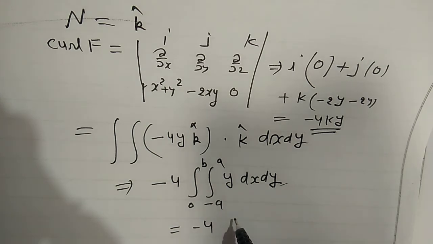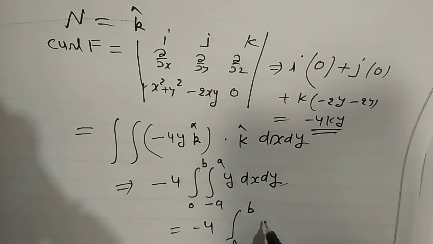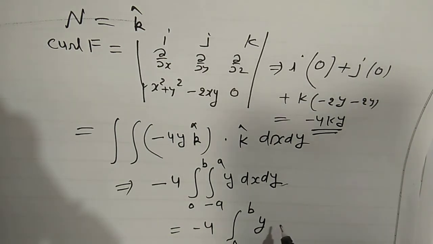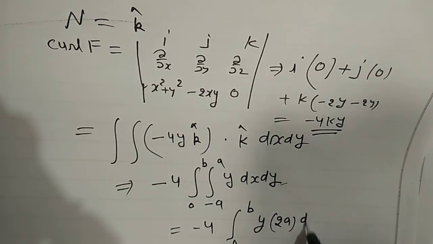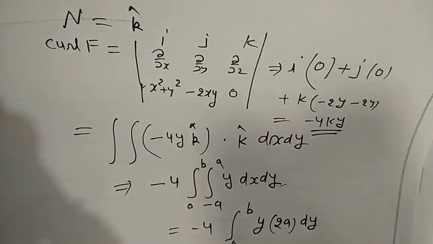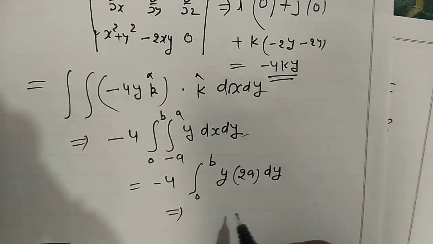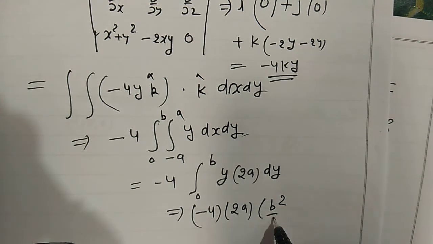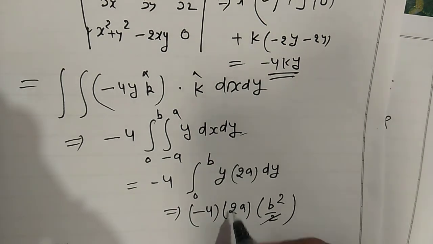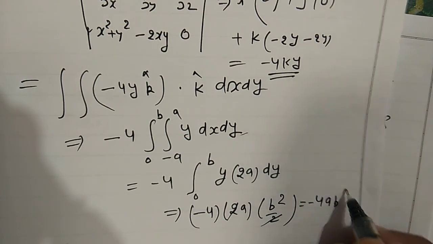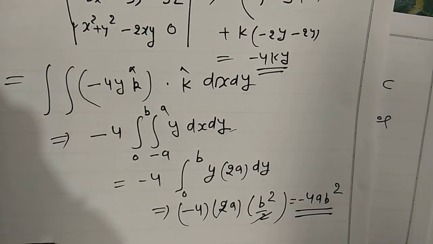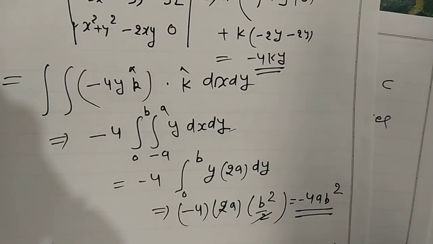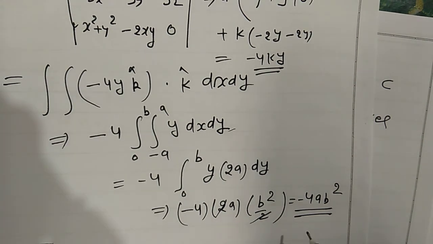So we get minus 4, integral 0 to b of y, and for dx we have x with limit minus a to a, so we get 2a dy. So we have minus 4 into 2a into b square by 2, so the 2 cancels, minus 4ab square. So this is your surface integral. We have seen the line integral is minus 4ab square and the surface integral equals minus 4ab square. So this is the verification of Stokes theorem.